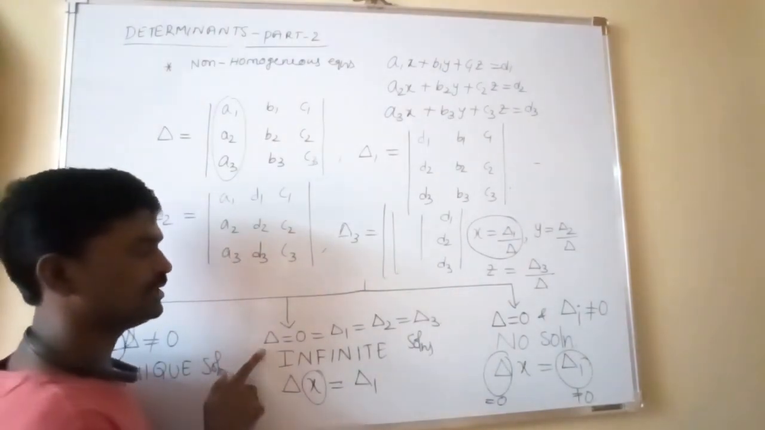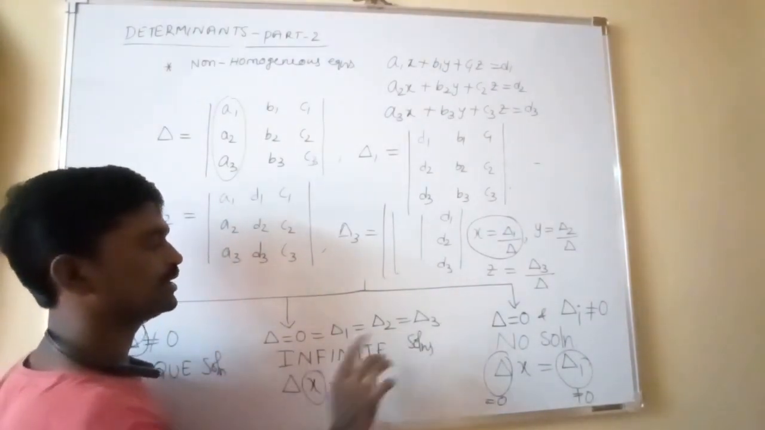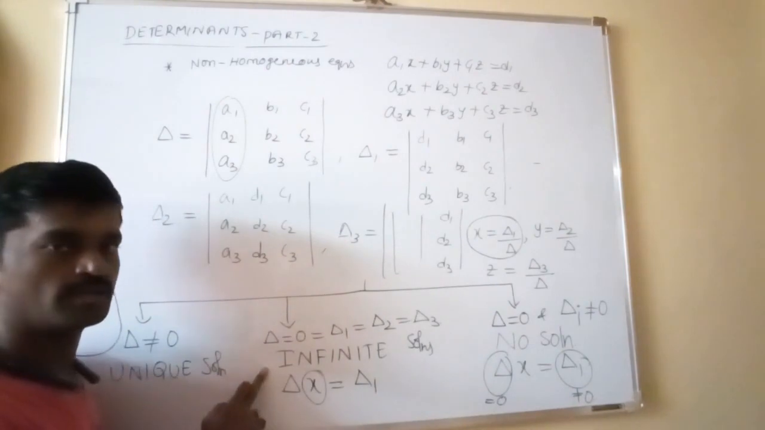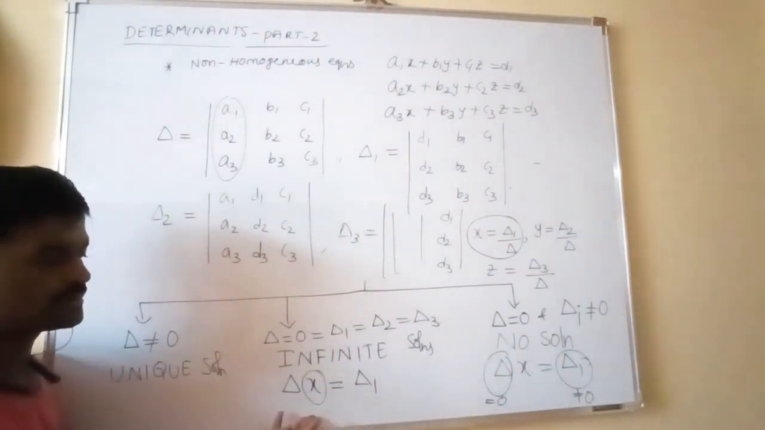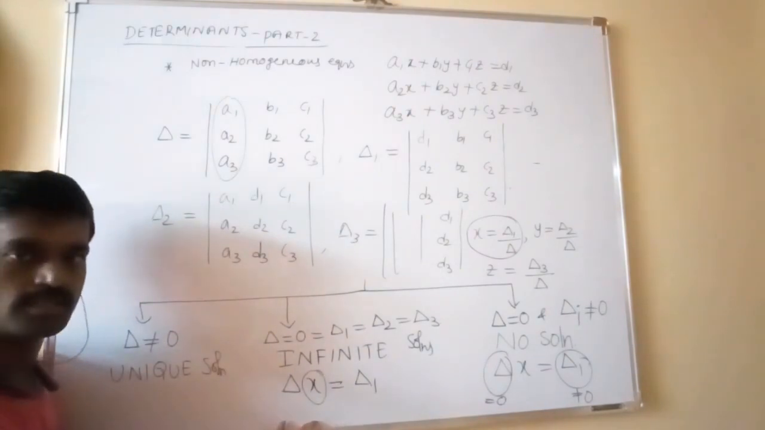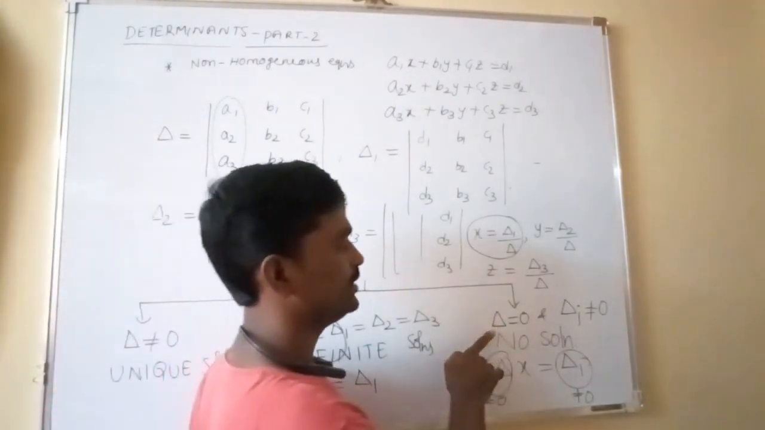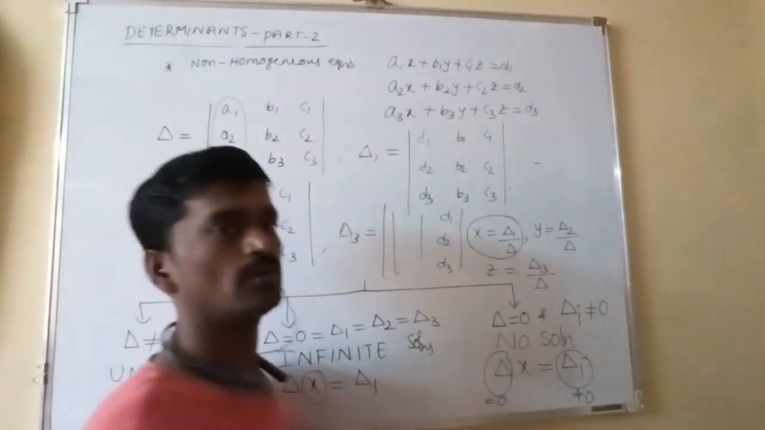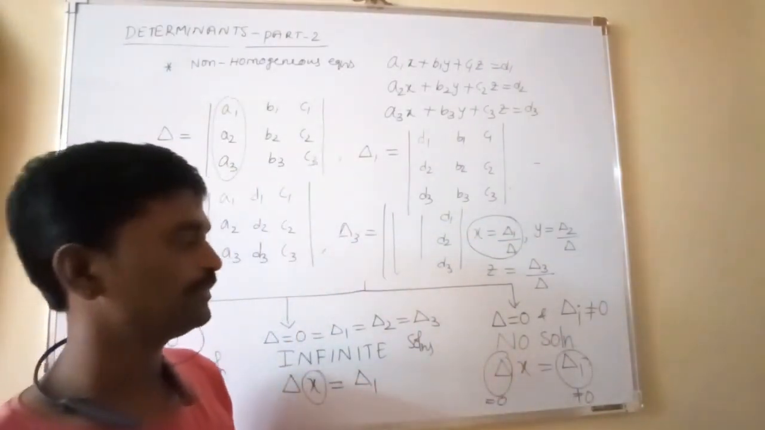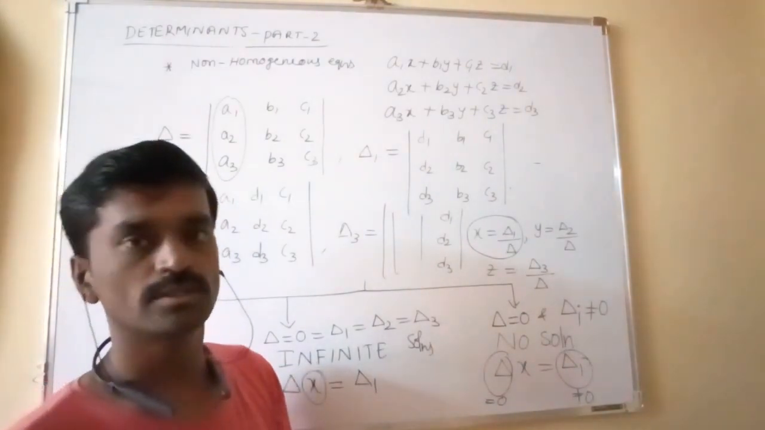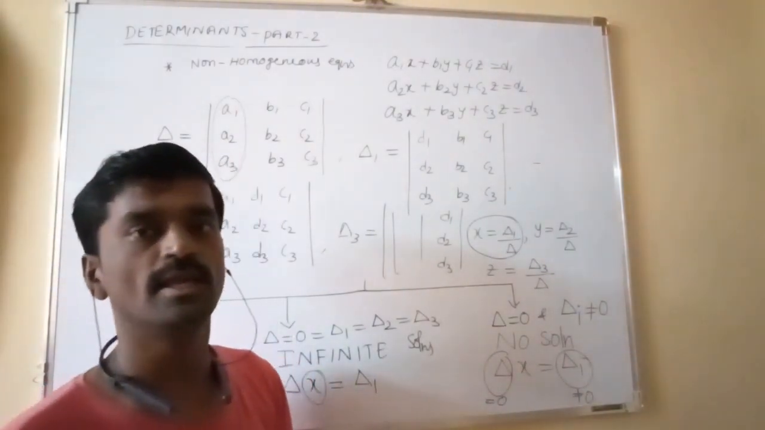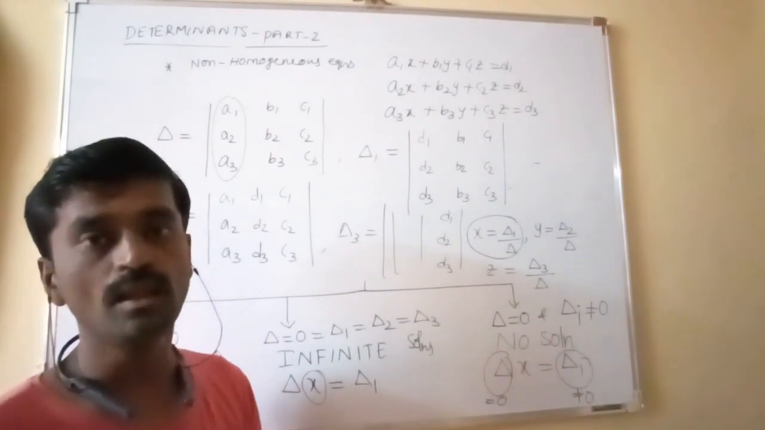And in this case, delta 0, delta 1 0, delta 2 0, delta 3 0, then the system has infinitely many solutions. So the system has a solution means what? In this case also the system is consistent. And in this case, delta is equal to 0 and at least one of delta i not equal to 0, then the given system has no solution.